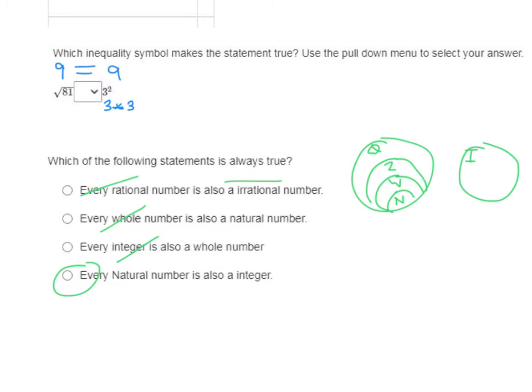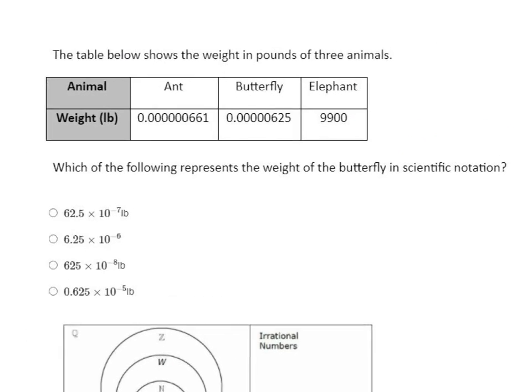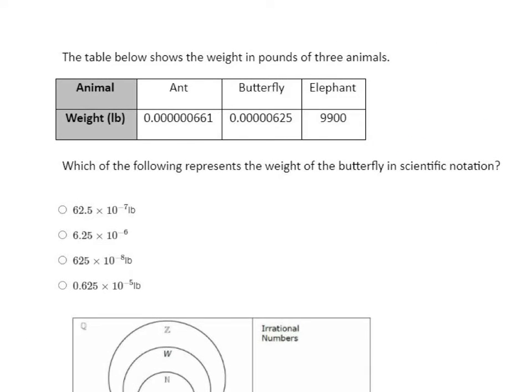Continuing on. Some more scientific notation. Now the table below shows the weights in pounds of 3 animals. Which of the following represents the weight of the butterfly? So all I care about is the butterfly.